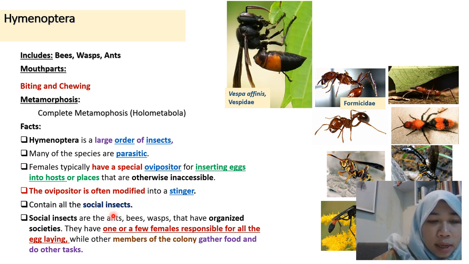Social insects like ants, bees, wasps, tawon, lebah, and semut have organized societies. They have one or a few females responsible for all egg laying. Those females act as a queen, the caste of the queen, kastanya adalah kastanya ratu. While other members of the colony gather food and do other tasks, usually the worker caste's function is to gather food. Then the soldier is for fighting.